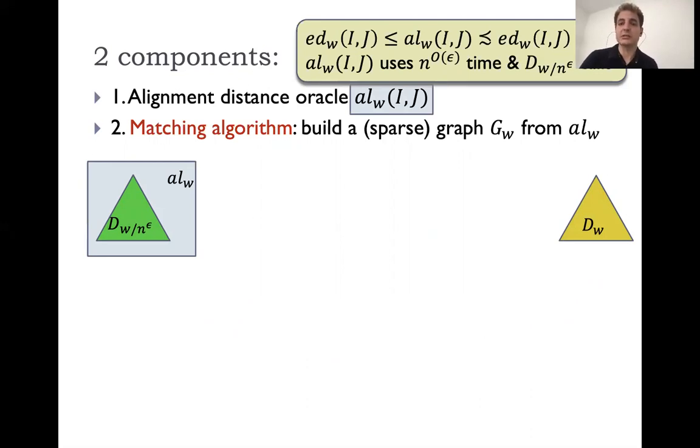and this AL_W oracle will have similar guarantees like the data structure. It will approximate the edit distance of I and J on average up to a constant, and it will also be very fast. But now it will be able to do that on word size W instead of word size n over W, and this is for specific I and J. And now say that we have access to such an alignment distance oracle.